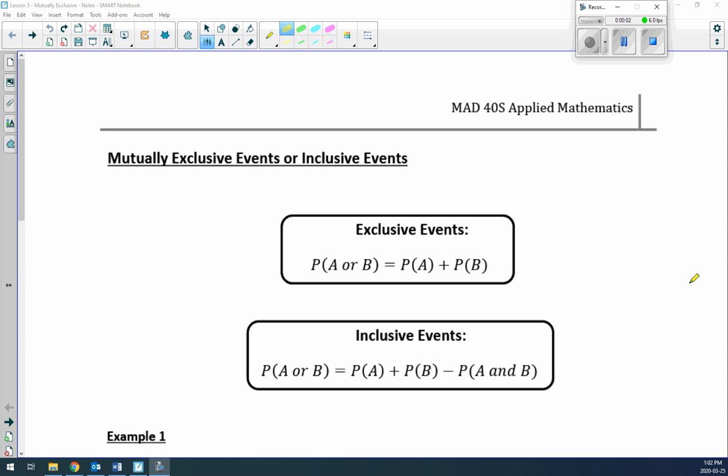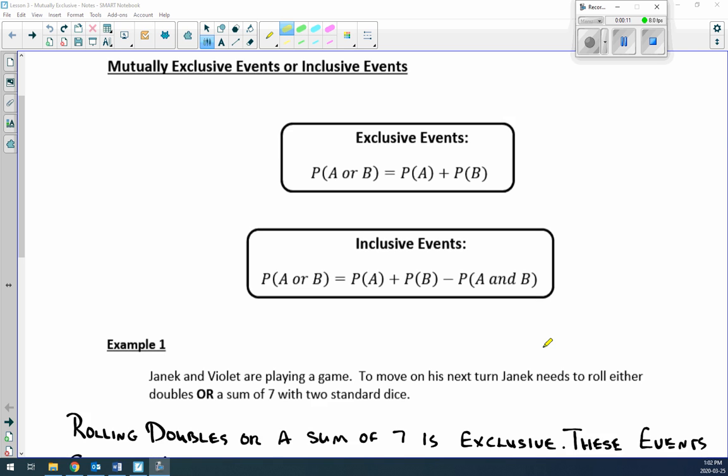Okay, so this is grade 12 applied, probability unit lesson 3. So we're going to talk about exclusive events and inclusive events, and we've already covered those before. So let's do an example.